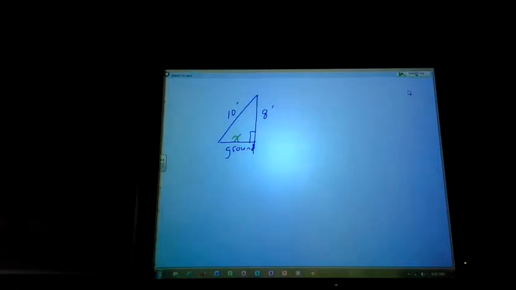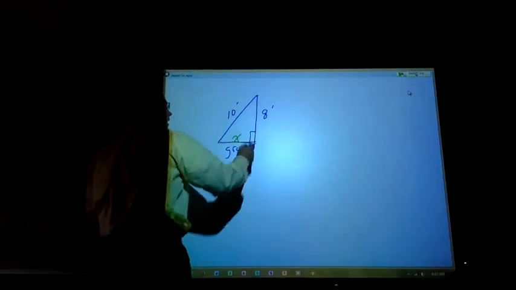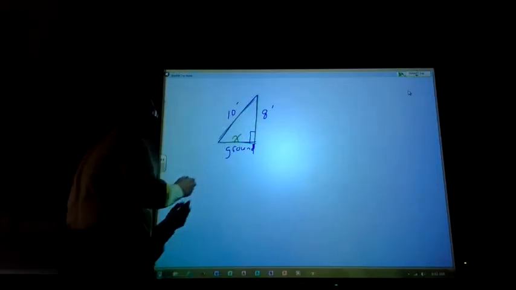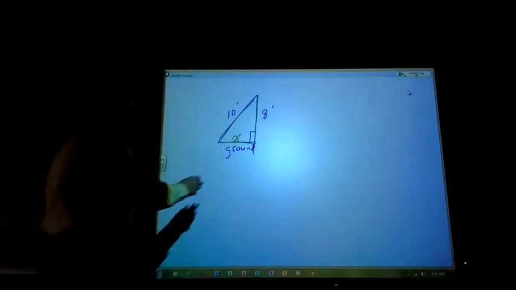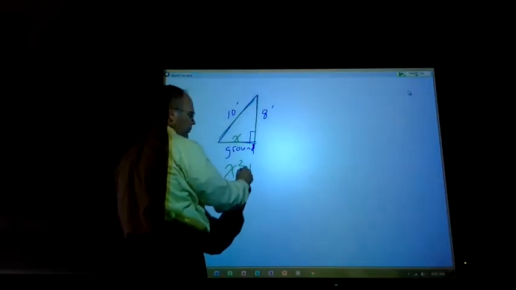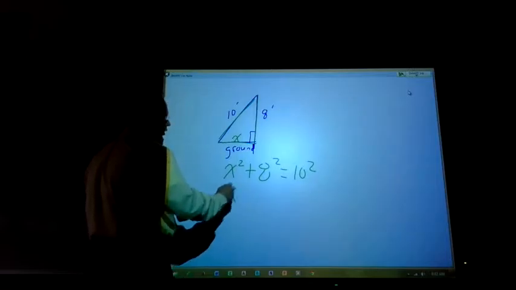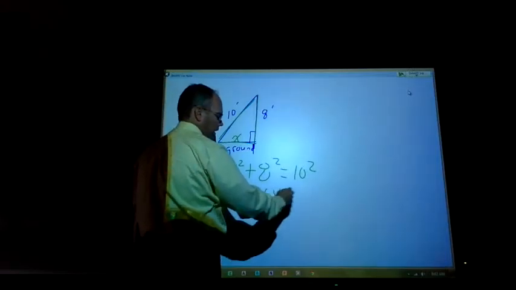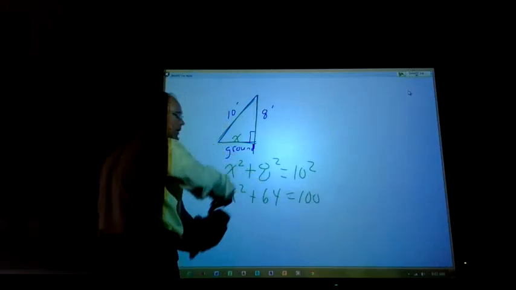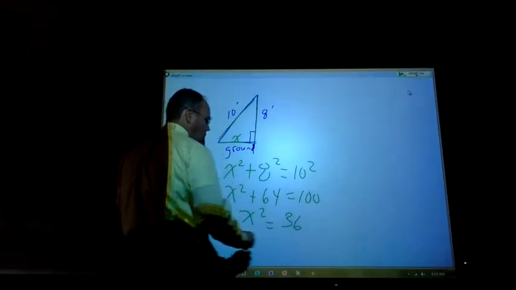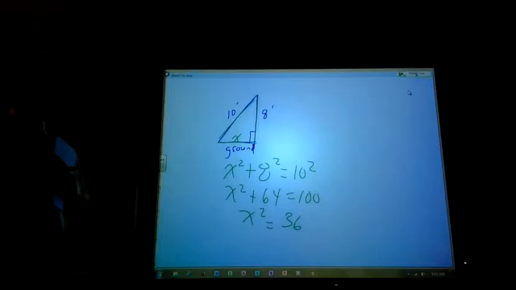All right, so the Pythagorean theorem will say, if I take the leg and I square it and add it to the other leg squared, I will get the hypotenuse squared. So x squared plus 64 equals 100. See if you can follow me. Subtracting 64 from both sides. Where'd that go? It was added, now I subtracted.